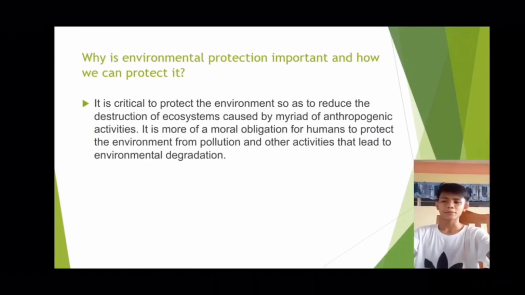Why is environmental protection important, and how can we protect our environment? It is critical to protect the environment so as to reduce the destruction of ecosystems caused by myriads of anthropogenic activities. It is more of a moral obligation of humans to protect the environment from pollution and other activities that lead to environmental degradation.